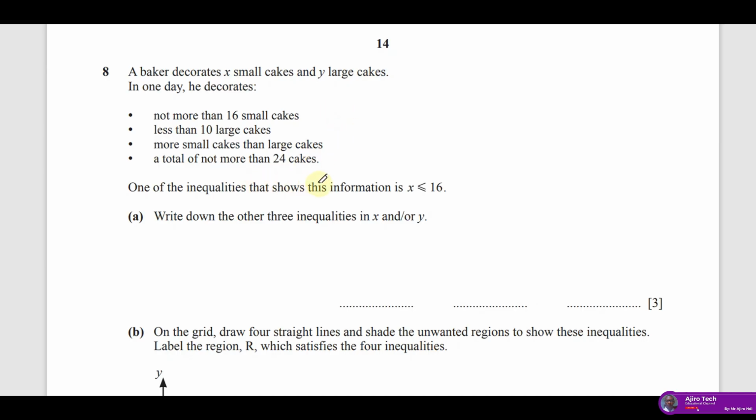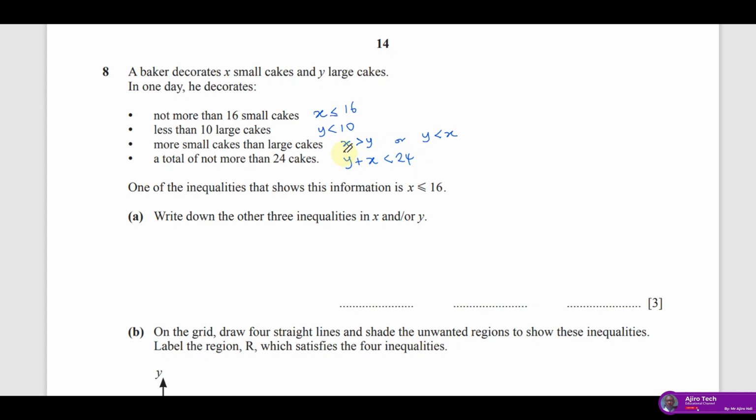Now, this will give us some equations, some inequalities. The first one: x less than or equal to 16. For this one, less than 10 large cakes, so y should be less than 10. This one, more small cakes than large cakes, so the small cakes x are more than the large cakes, or I can say y is less than x. A total of not more than 24, so if I add y plus x, I'll get less than or equal to 24.